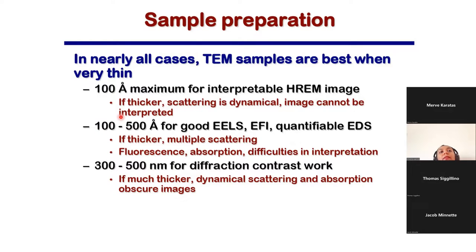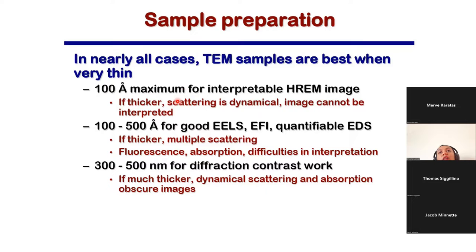For the people in the group, you will have Merve and Sydney. They are doing EELS. For them, the recommendation would be to go from 10 nanometer to 50 nanometer. If thicker, there would be multiple scattering events happening, and you would not have a clear signal from EELS. All the absorption and fluorescence, all the spectrum, would be difficult to interpret. So you cannot be thick when you do this kind of measurement.